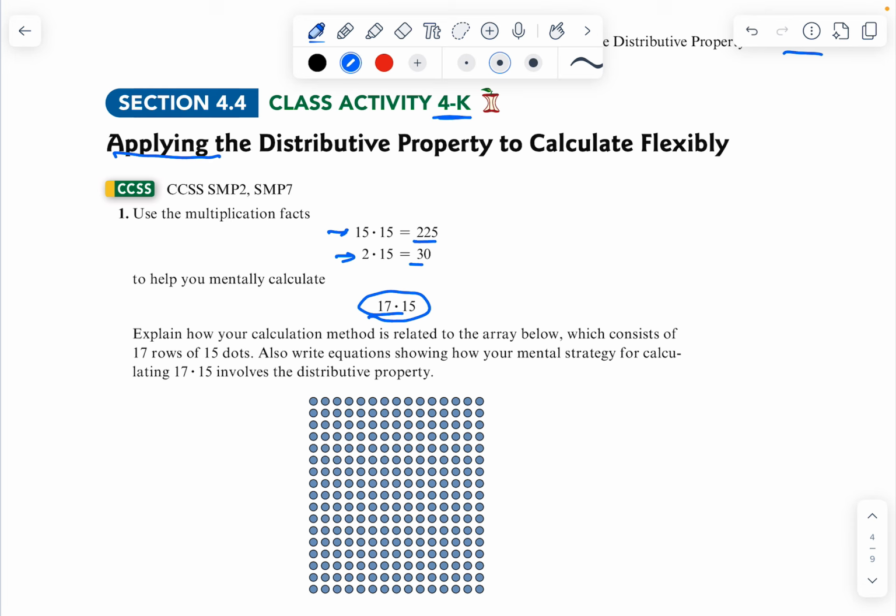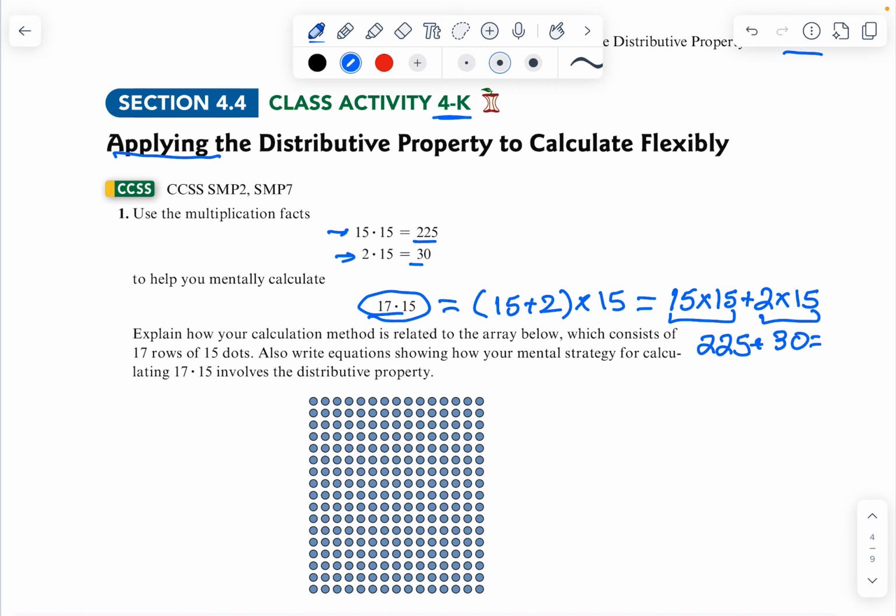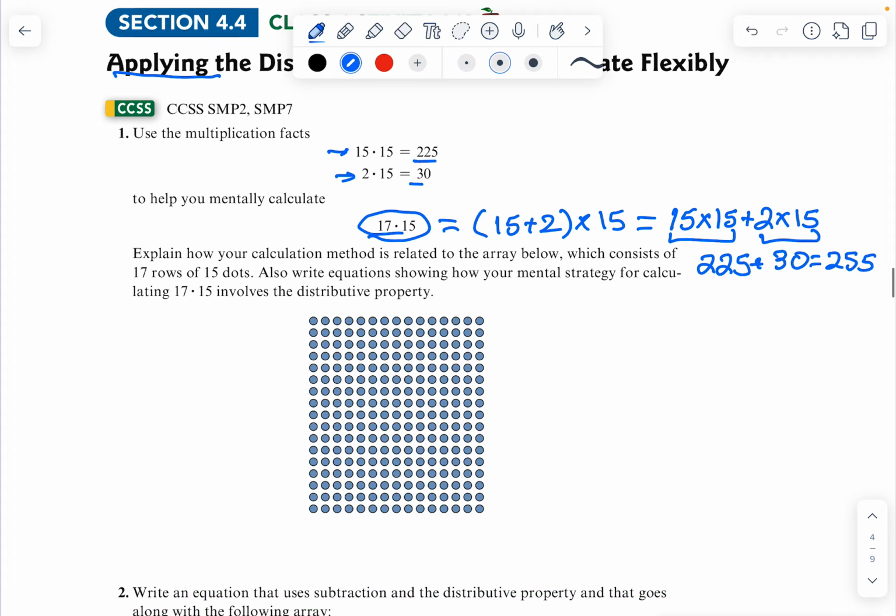So 17 is really just 15 plus 2, right, times 15 there. And our distributive property tells us that that must be the same as 15 times 15 plus 2 times 15. And the facts it gave us were that 15 times 15 is 225, and 2 times 15 is 30. So I can add those together to get 255. But how do we show that, right? So that's just kind of using the distributive property.